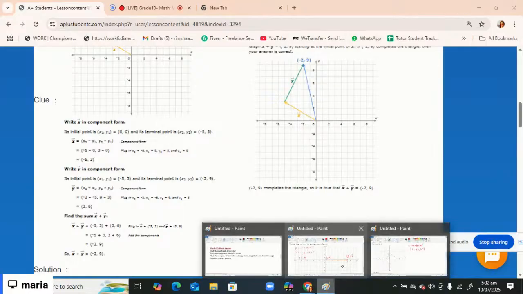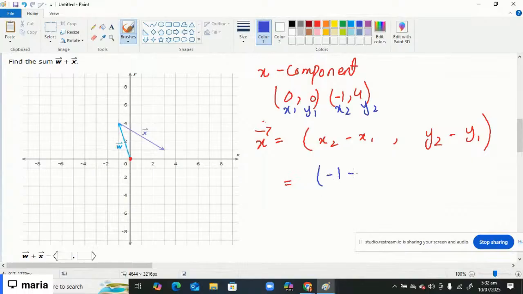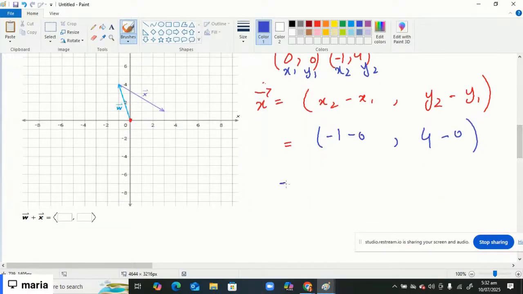Basically, the x component vector is x2 minus x1, y2 minus y1. And now, as we know, this is your x1 y1, x2 y2. So what is x2? Minus 1 minus 0. And for the next, y2 is 4 minus 0. So what are the answers? Minus 1 and 4. This is your x vector.